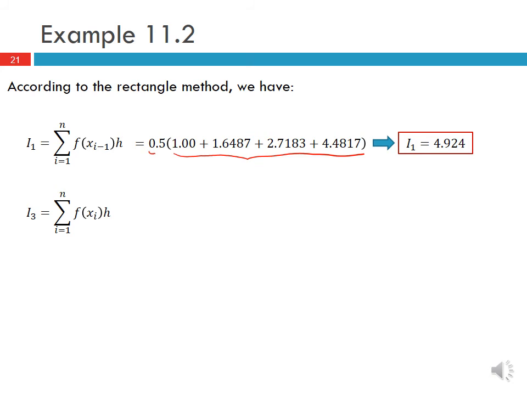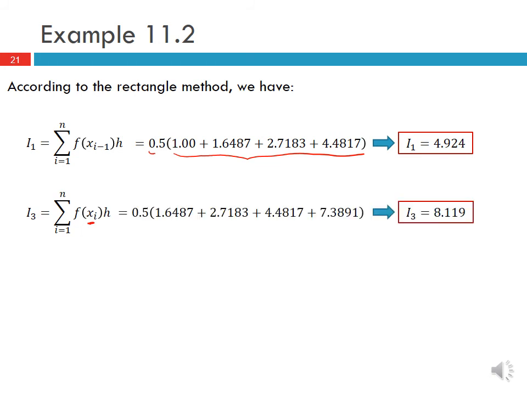I3 is very similar, except instead we're going to be evaluating at x_i instead of x_{i-1}. So that is all these values shown here, and so our I3 is 8.119.